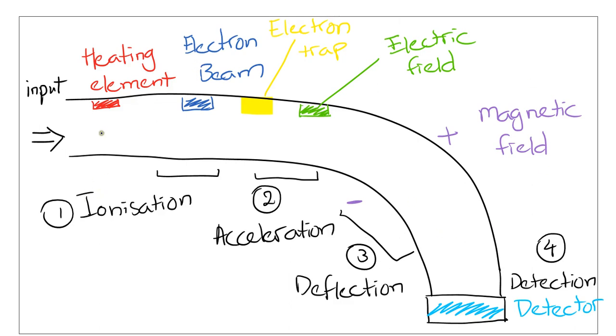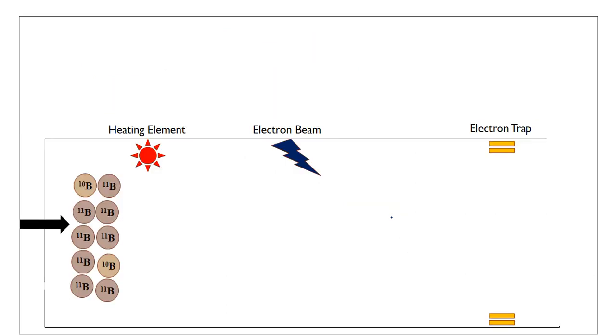So you have ionization around here, there's a heating element, and then the electron beam. There is an electron trap here, and then acceleration, you have an electric field, deflection, and then detection. But I'm going to zoom in into each section. So you may want to watch the video and then go back and think about what you want to write down or annotate. Okay, so this is step 1.